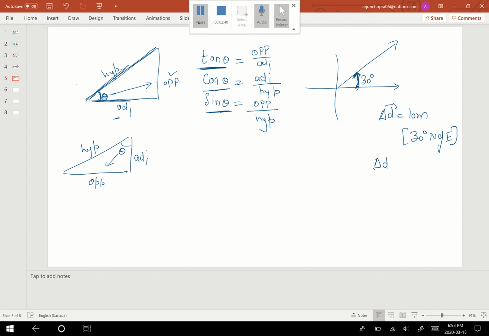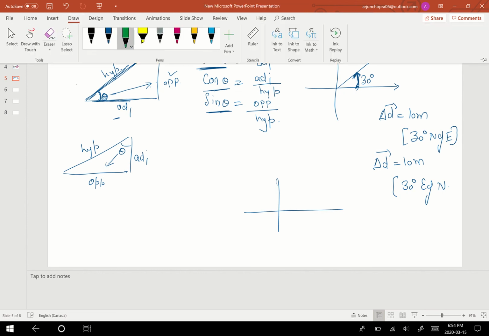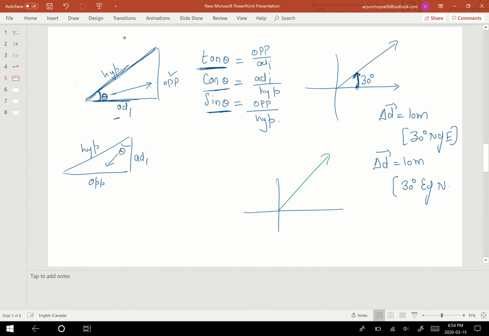And if you are given the displacement D equal to 10 meters at, let's say, 30 degrees east of north, then how are you going to represent it on the navigation system? You will represent this angle as 30 degrees, starting from the north, the vertical end, and moving towards the east. So make sure you are reading the directions properly. This was a bit about the direction.